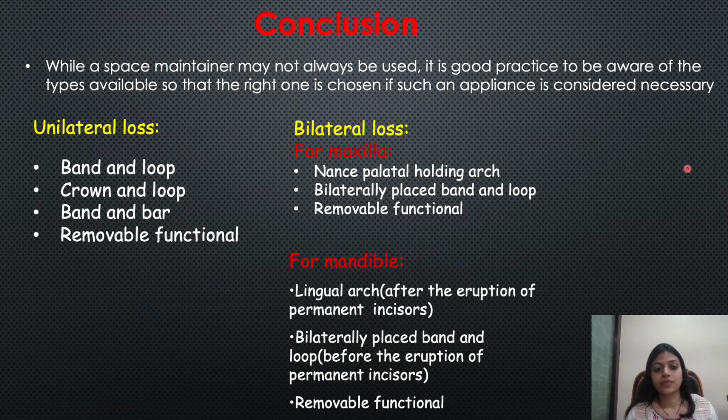Okay, so for unilateral loss, just to summarize: band and loop, crown and loop, band and bar, removable functional appliances. For bilateral loss in the maxilla, transpalatal holding arch, bilaterally placed band and loop can be given, or transpalatal arch, removable functional appliances. For the mandible, lingual arch after the eruption of permanent incisors, bilaterally placed band and loop before the eruption of the permanent incisors, and removable functional appliances can be given.